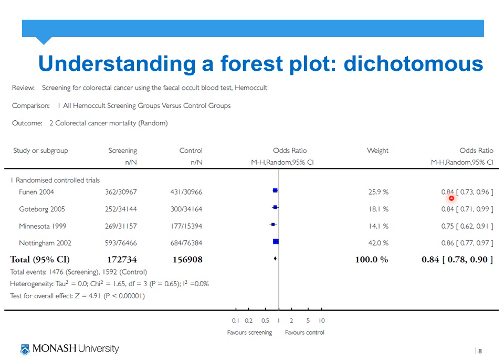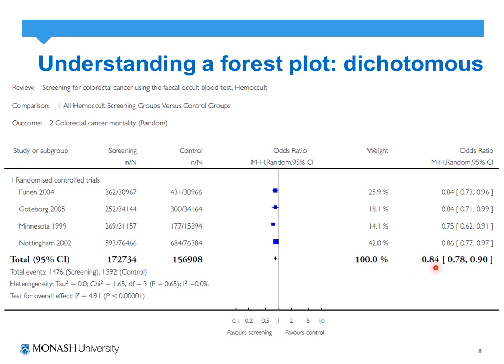We can always look at it through the statistical point of view. So in this case, for our Funen study, the odds ratio is 0.84, and we can see that the confidence intervals are 0.73 to 0.96. So in this case, the Funen study is reporting that the FOBT significantly reduces the risk of colorectal cancer, and that difference is statistically significant. And we can run through all the other individual trials as well, and we get a similar result.